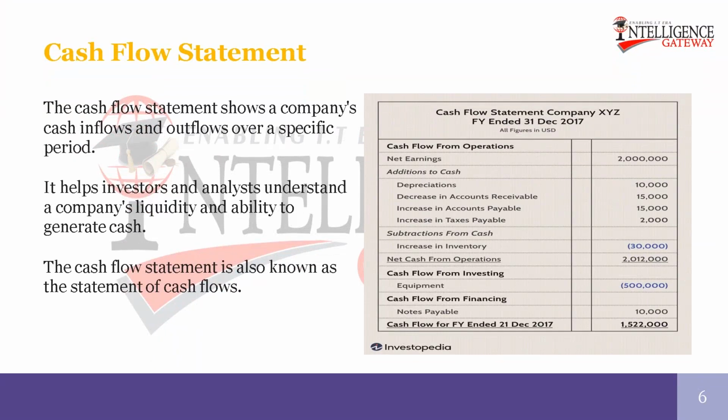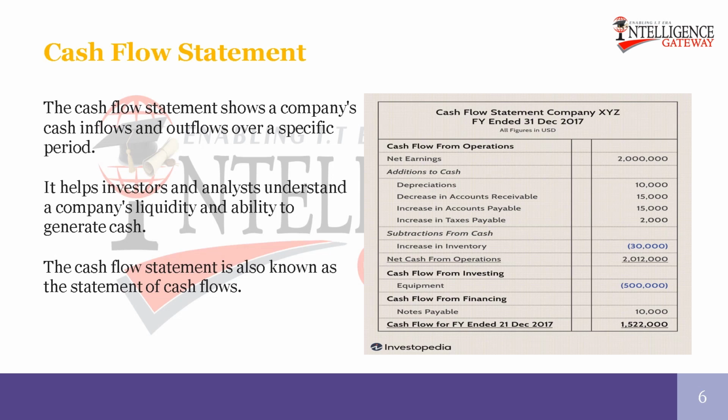Cash flow statement. The cash flow statement shows a company's cash inflows and outflows over a specific period. It helps investors and analysts understand a company's liquidity and ability to generate cash. The cash flow statement is also known as the statement of cash flows. The cash flow statement is a financial statement that provides information about a company's cash inflows and outflows during a specific period. It helps to track the cash generated from operating activities, investing activities, and financing activities.